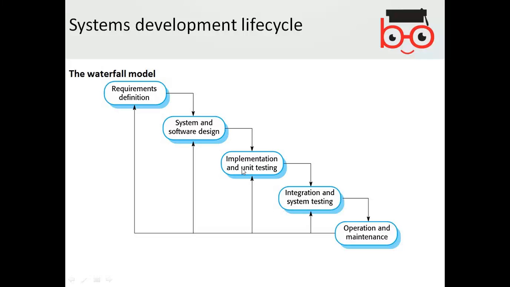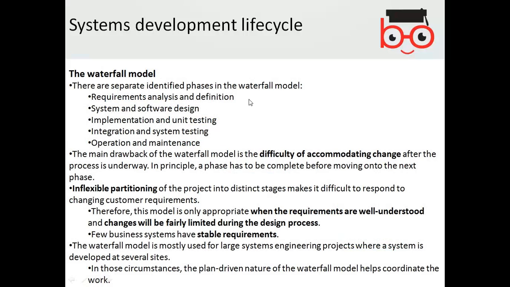Then you implement and do the unit testing. So for example, you implement certain modules as chunks of the software, and then the next phase is integrating and system testing. Once you integrate the small modules implemented through programming or whatever way, you do the system test, and then you put it in operation and think about maintenance. So the waterfall model only allows you to go through these steps in sequence, and there are certain definitions about this model.